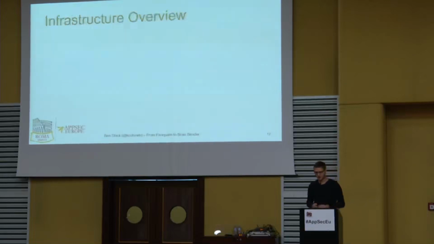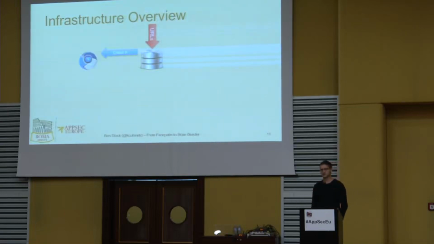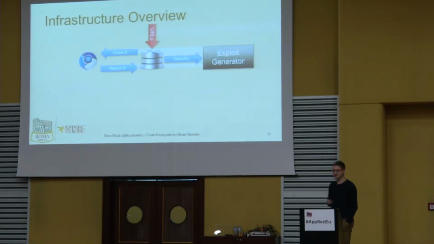To do that, we developed this infrastructure where we initially have a number of URLs that we seed into our database, for example, the Alexa top 5,000 domains. We then pass them on to the taint-aware Chromium to crawl these domains and report back all the data flows that it discovers. These are now stored in our database. In the next step, they are handed to the so-called exploit generator. This is something that Sebastian actually built.